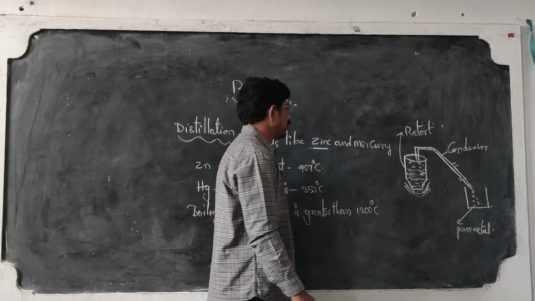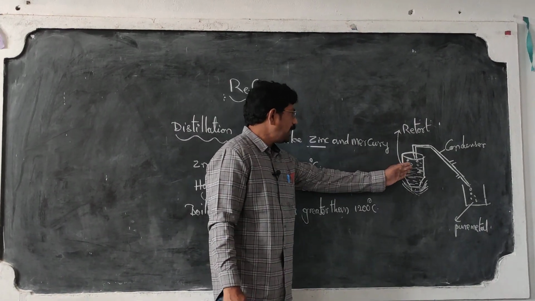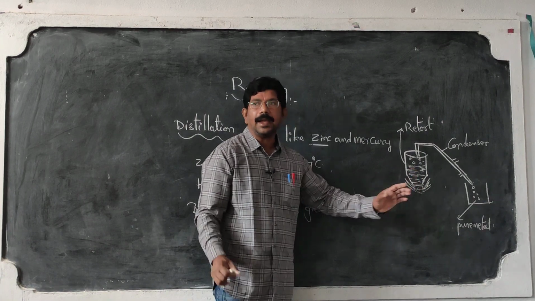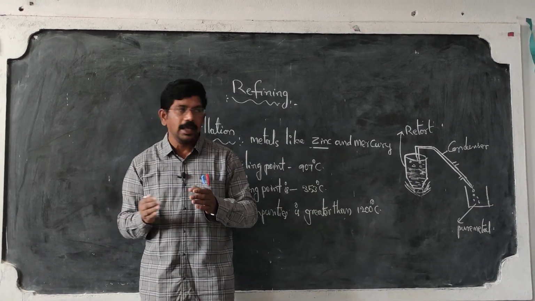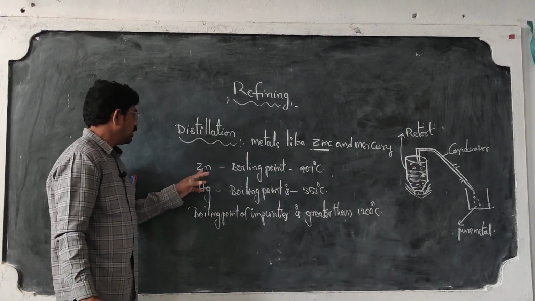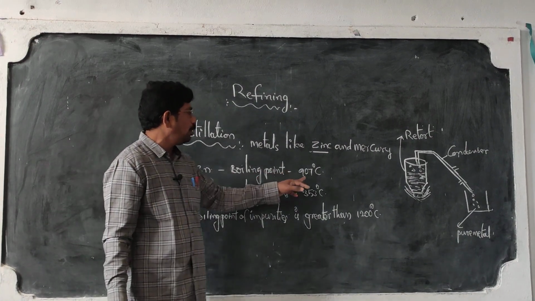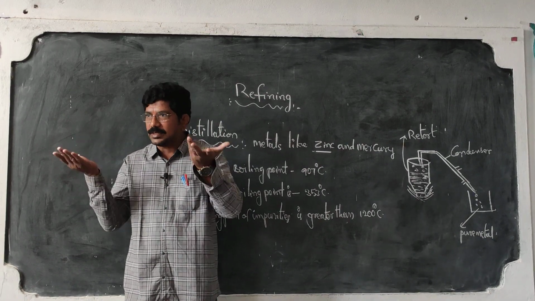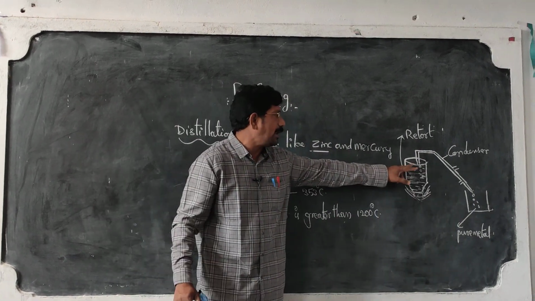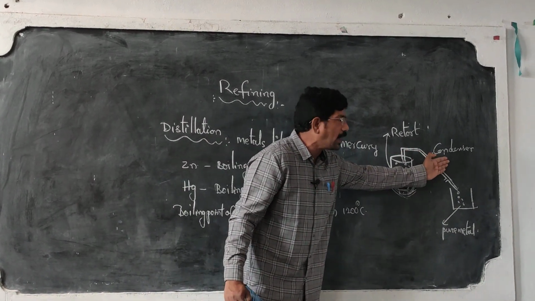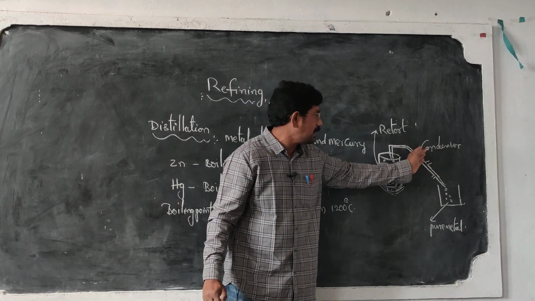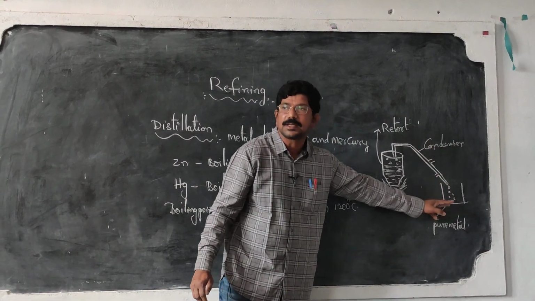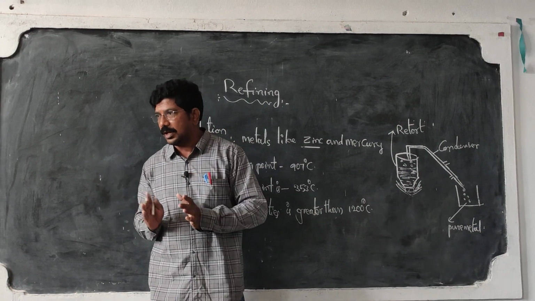Now listen to me. This crude metal is taken in the retort and is heated. As I told you, these metals have a low boiling point. They get vaporized, and the vapors are collected at the top and sent through the condenser, where they are cooled, and the pure metal is collected in another vessel. Are you clear about that one?